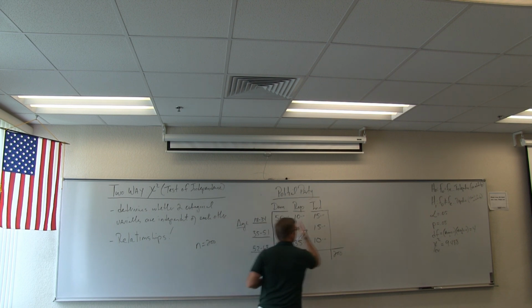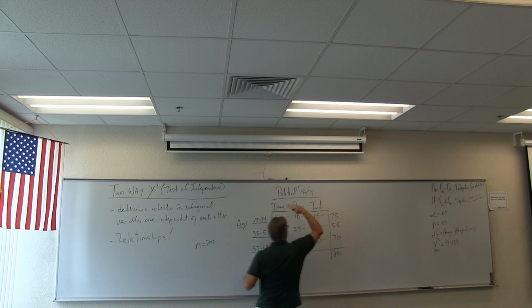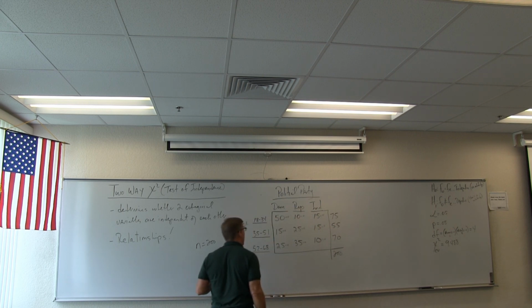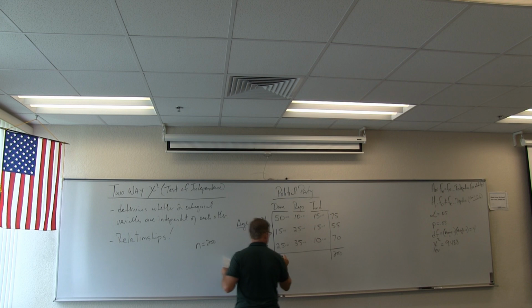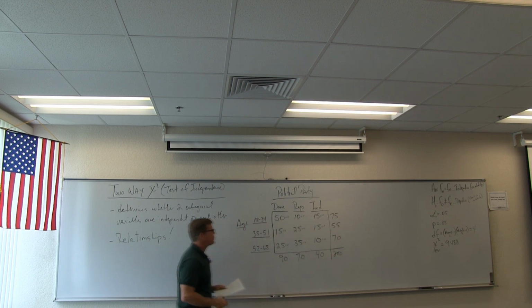First, we create what we call marginals. We add across this plus this plus this, 75, 55, and 70. We just add across. And then we add down. This plus this, 90. This plus this, 70. And 40. And if we add these numbers, we get 200. If we add these numbers, we get 200.